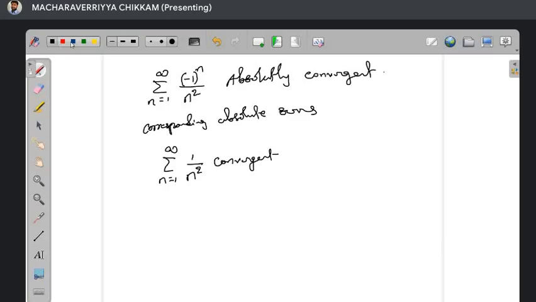Alright, now I'll give you one more series. Tell me about that series. Summation n equals 1 to infinity of minus 1 to the power of n over n cube plus 1. What can you say about this series? Convergent? No, when you have an alternating series, you should not say just convergent. So what can you say about this summation? Absolutely convergent. Yes, this is absolutely convergent. Why? Because the corresponding absolute series is convergent. Therefore, this is absolutely convergent.